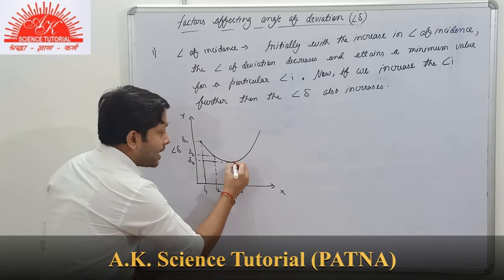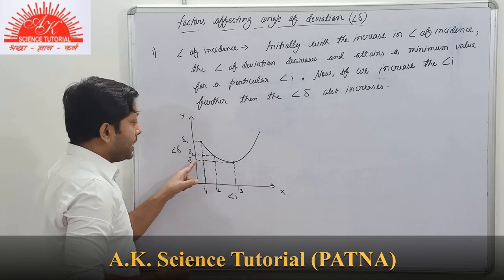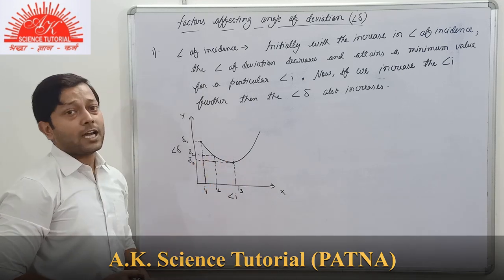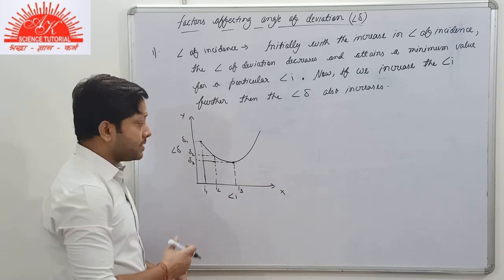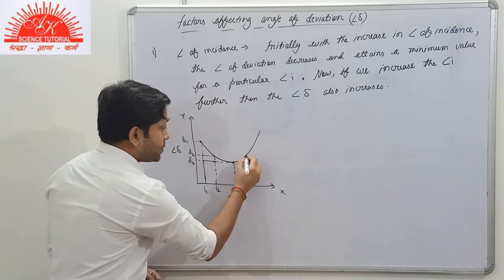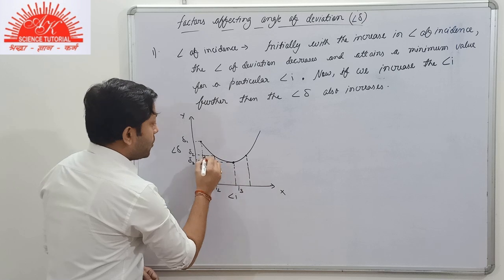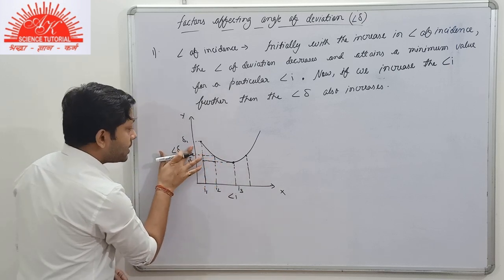So this is our angle of minimum deviation. Here delta 3 is the angle of minimum deviation. If we keep on increasing the angle of incidence, such as if we talk about this point, now we increased, now I'll rub this part.